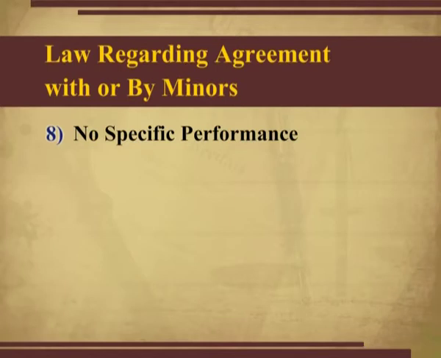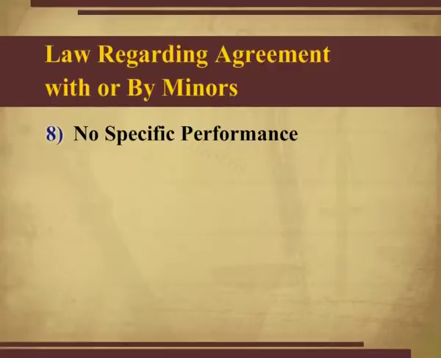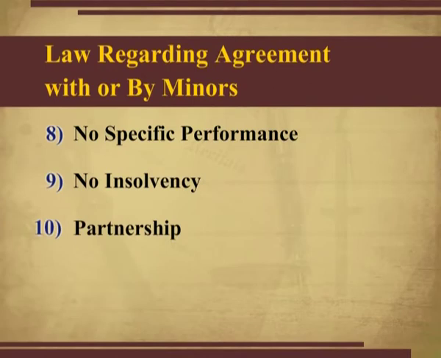Another important point is, there is no specific performance. No specific performance of a minor's agreement can be granted by the court against the minor, as we know the minor's agreement is void. There is no insolvency. A minor cannot be declared insolvent, even if there are dues payable from the properties of the minor. And partnership: being incompetent to contract, a minor cannot enter into a contract of partnership.